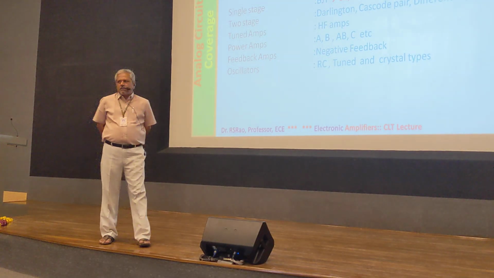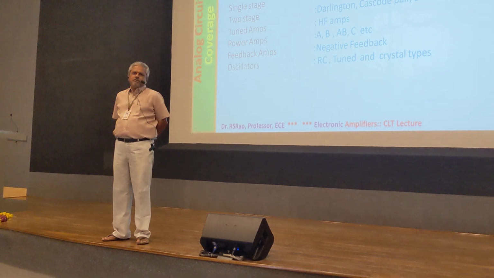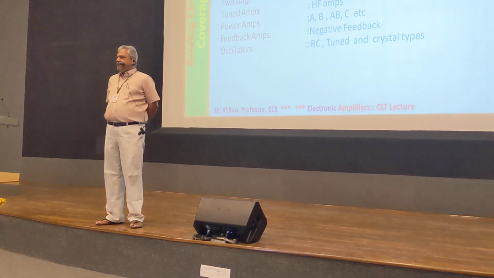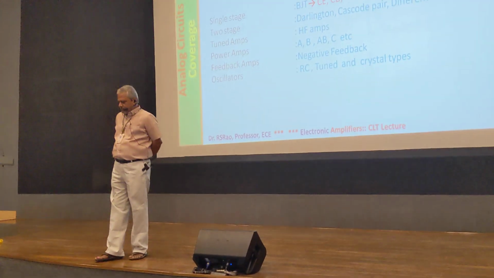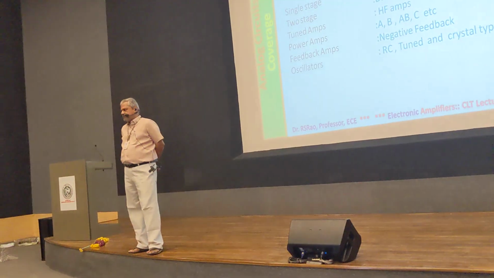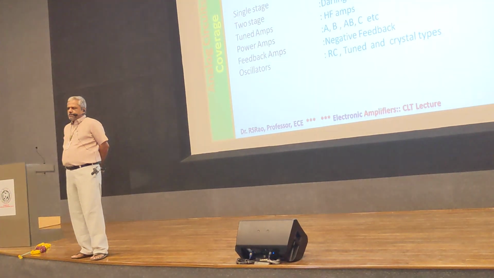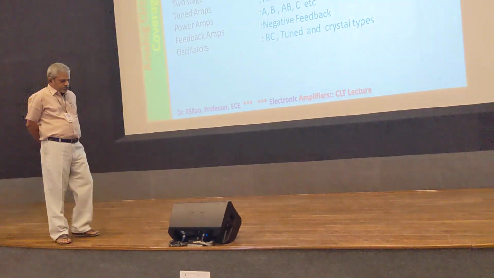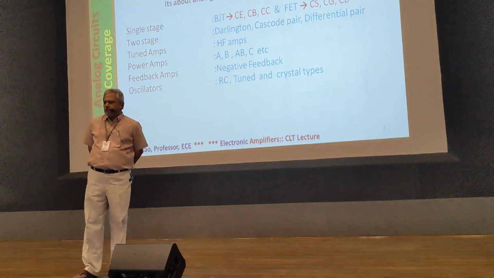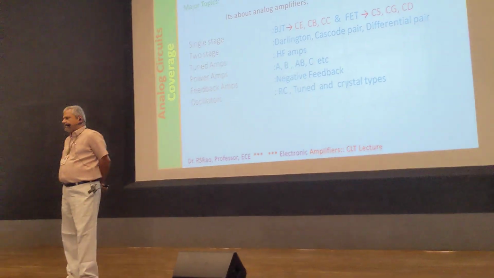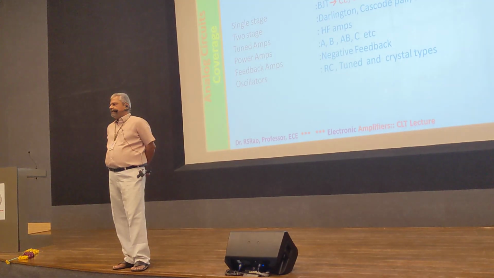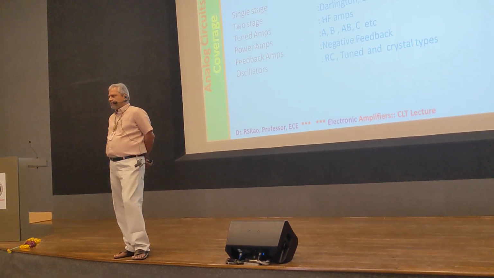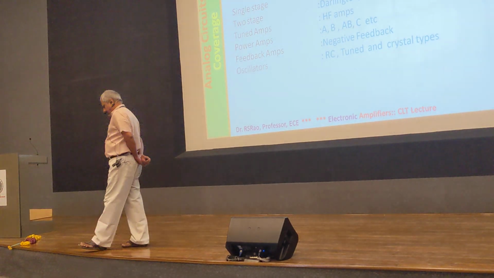By this time, you must know what is CE, what is CB, and what is CC. As far as FET-based single stage amplifiers are concerned, there are also three configurations. What are they? CS stands for common source configuration, CD common drain configuration, and the third one is common gate configuration. BJT similarly: CE common emitter configuration, common collector configuration, common base configuration.